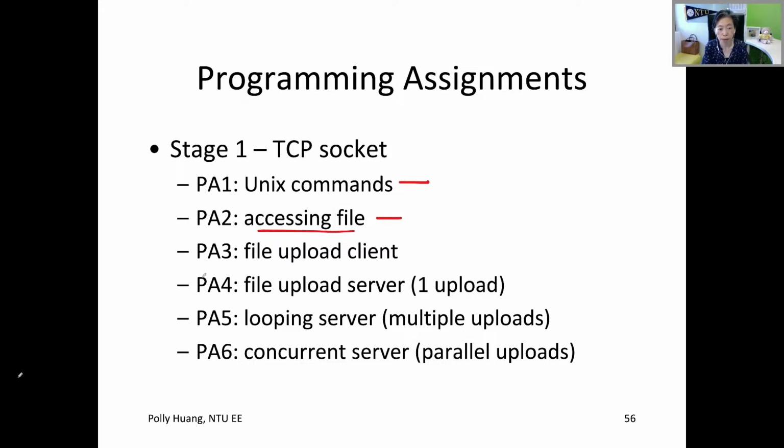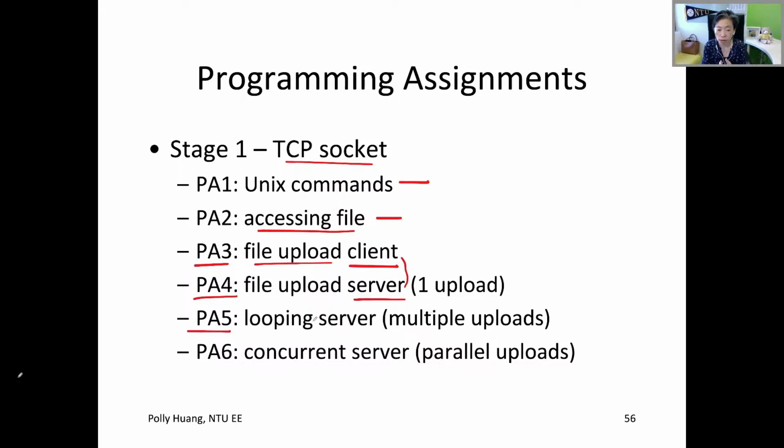Okay. And more seriously, from PA3, and it's going to be a little bit challenging, you'll be writing the client side of the file upload service. So your client will create a TCP socket and establish a connection and connect to the socket of the server that the TA and Poly has already set up running on the workstation. PA4 asks you to switch sides, so you will be the one writing the server and allow your own client to connect.